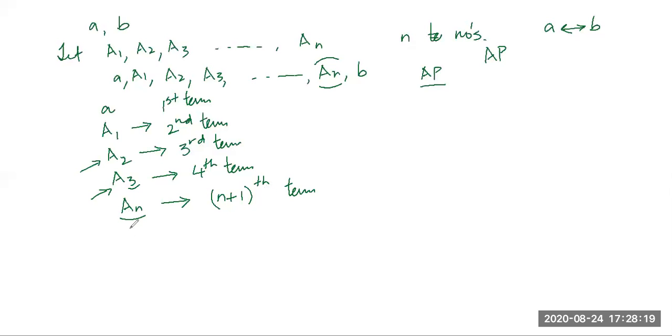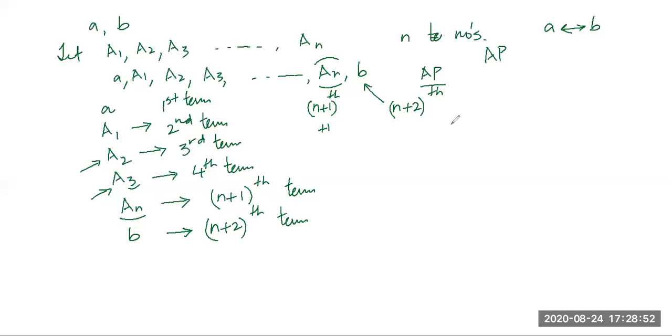So in this way, we can say that B is which term? AN is n plus 1th term. So B would be which term? B would be n plus 2th term. Is it right? This is n plus 1th. So what will be the next term? n plus 1 plus 1, n plus 2th term. Is it right? B is n plus 2th term.